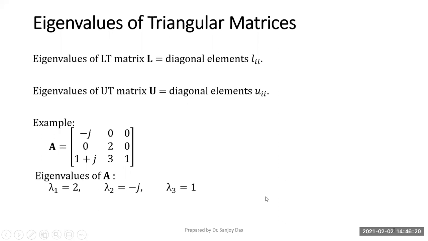And if we sort them so that numerically the largest one appears first, lambda 1 is 2, lambda 2 is negative j, and lambda 3 is 1. Well, we could have made this 1 and this negative j 2. Doesn't matter.